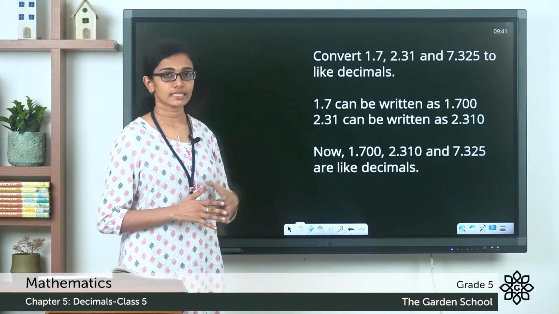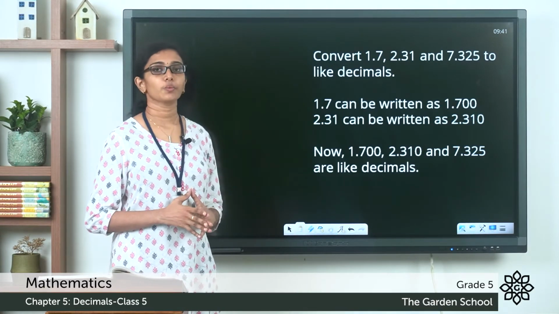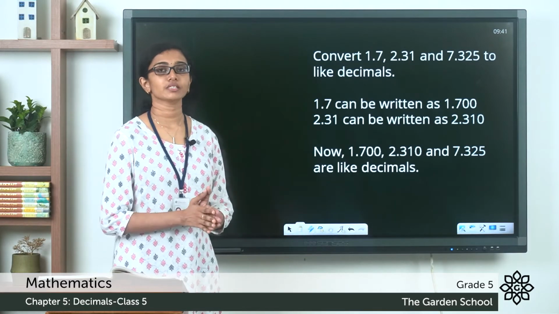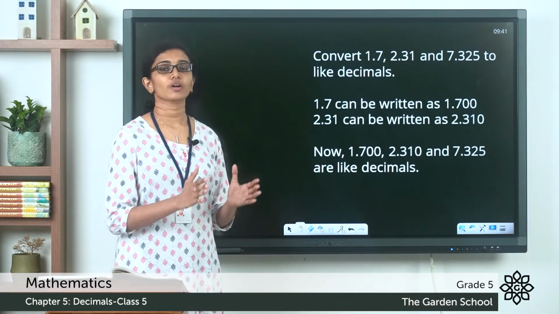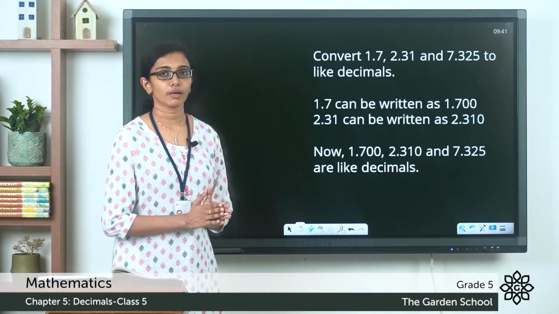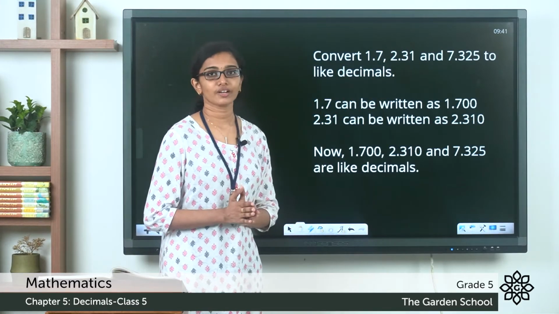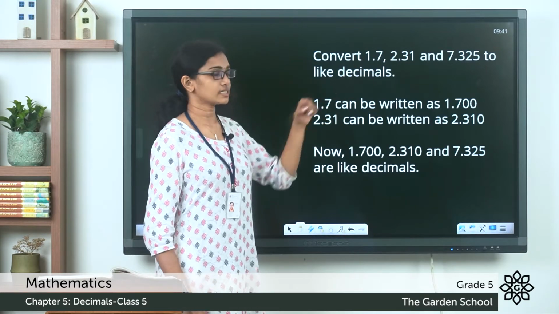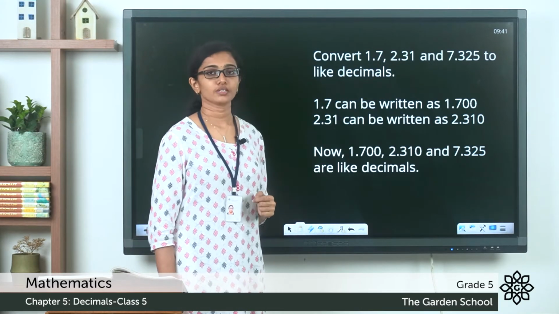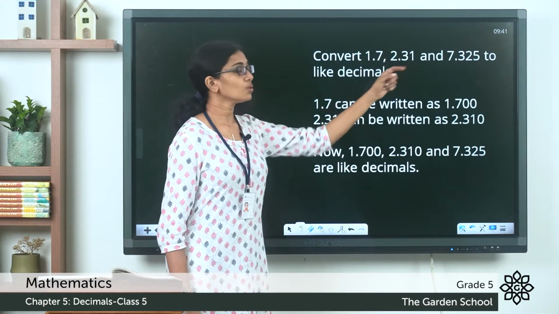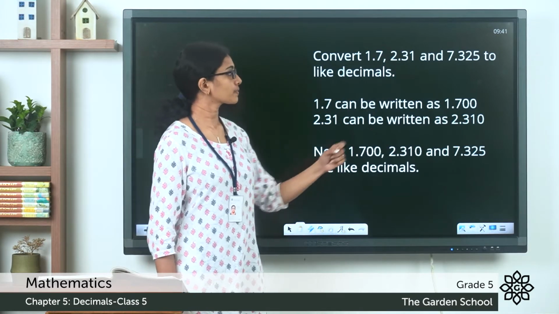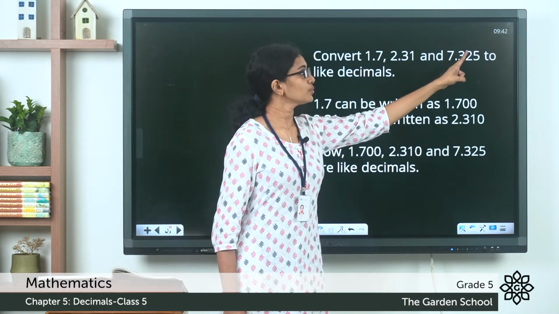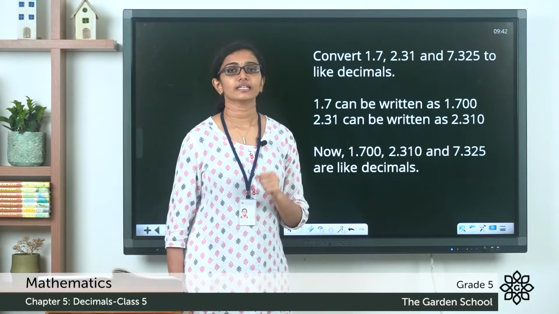So, you are given a few decimal numbers here and you are asked to convert these decimal numbers to like decimals. So, we know like decimals are those which have the same number of digits after the decimal point. So, look at these decimal numbers given here. The first one, 1.7, has 1 digit after the decimal point. And the second number, 2.31, has 2 digits after the decimal point. And in the third number, 7.325, there are 3 digits after the decimal point.